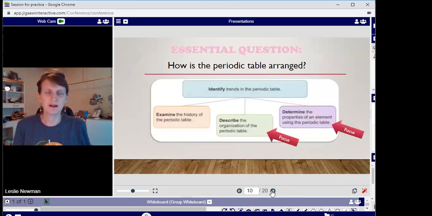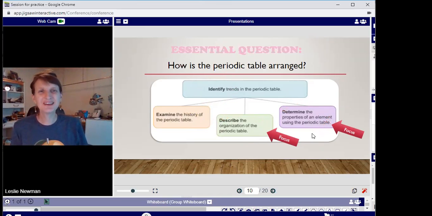All right, moving on. Today's lesson is about the periodic table and how it is arranged. We're going to look at the trends. The lesson examines the history, describes the organization, and tells you a little bit about how to come up with the properties based on the periodic table.